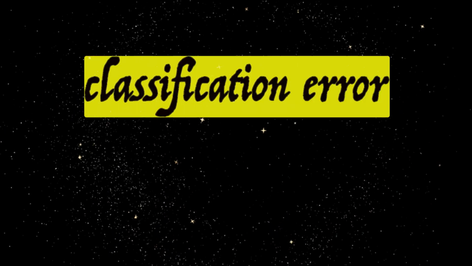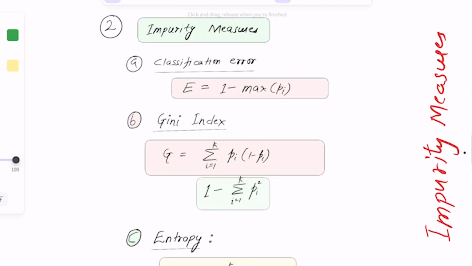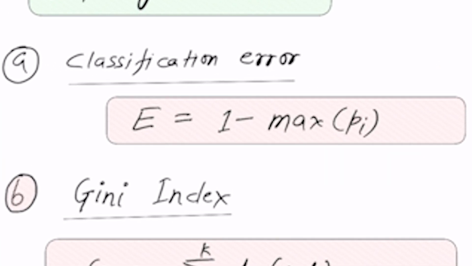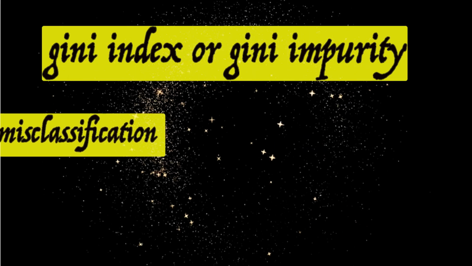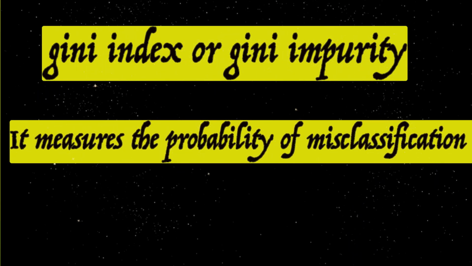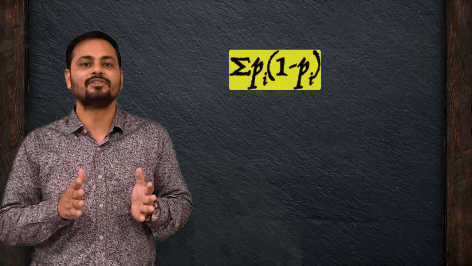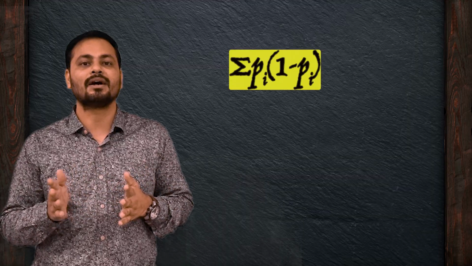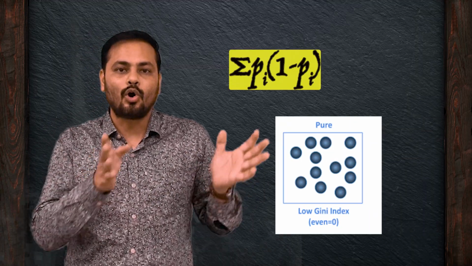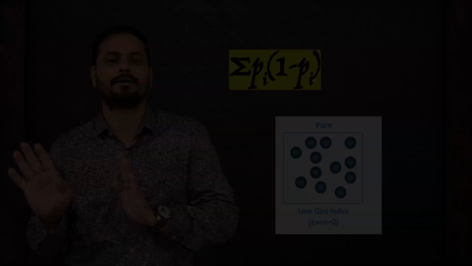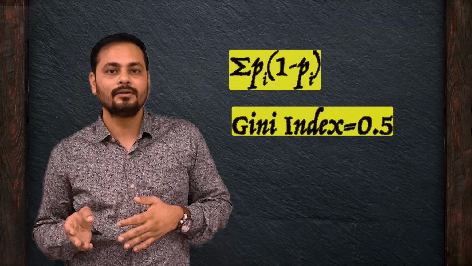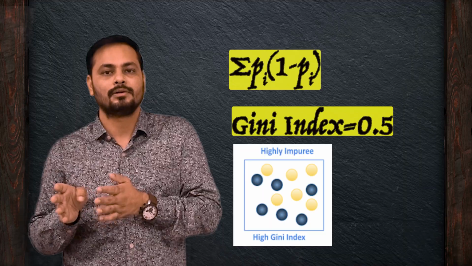Classification error measures the fraction of incorrect predictions. So error equals 1 minus max of p_i. It is less sensitive than entropy or Gini. Second is the Gini Index. It measures the probability of misclassification. So the Gini Index is the degree of randomly chosen data points being classified incorrectly. It can be written as the summation of p_i times (1 minus p_i), where p_i is the probability of the class and i is the class label. A Gini Index of 0 means all the data points belong to a single class, and if the Gini Index is 0.5, then the data points are equally distributed among different classes.